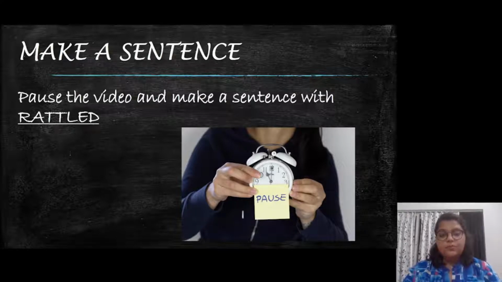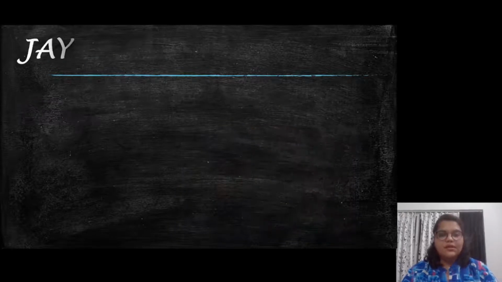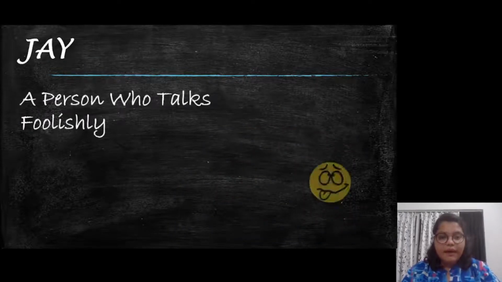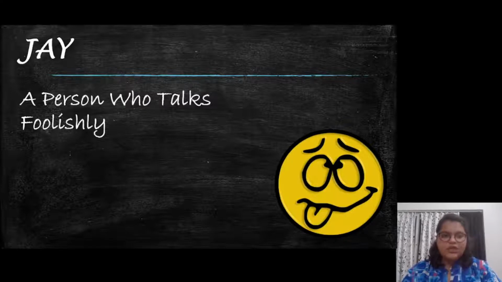Okay, so I hope everyone has made the sentence and written it down in their notebook. The next word that we'll be learning is J. As we saw in the paragraph, the hesitating J. J is nothing but a person who talks foolishly, a person who does not know what he's talking about, and sometimes he's silly when he's talking. So he was not himself when he was talking, the narrator, and he was scared, he was rattled. Obviously, that's why he feels that he was a hesitating J.